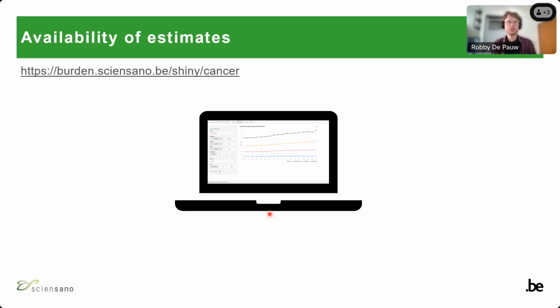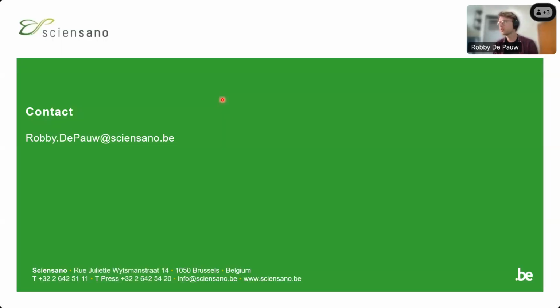So as I explained already before, we have our estimates available online. You can all check this website, burden.cnsn.be/shiny/cancer, where you can explore the different estimates by age, by sex, by the different regions in Belgium. I wanted to show this website, but for the sake of time, I will go to my last slide to thank you all for your attention. If you have any questions after this presentation, you can always contact me by email, and then I might have to refer you to Vanessa to answer a very complicated question. So thank you very much for your attention.